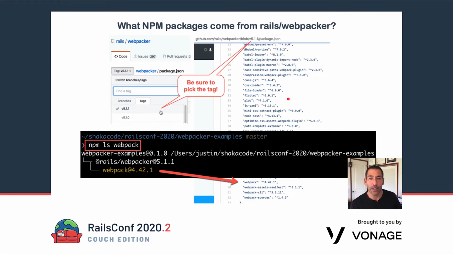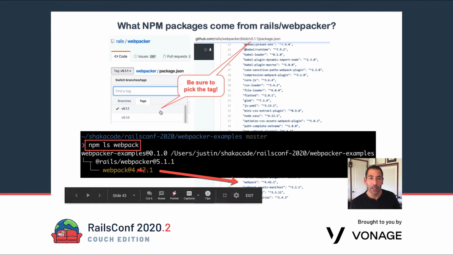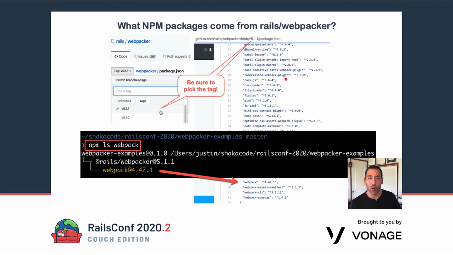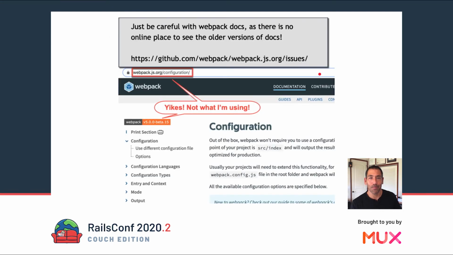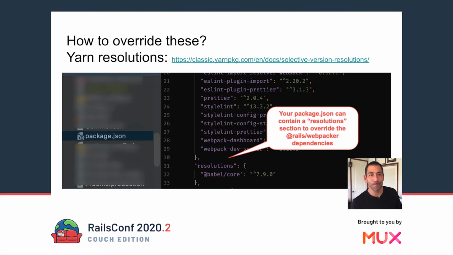So another thing that you might do is run npm ls webpack or any one of these other libraries and see which is the one included. So in our case, it's Webpack 4.42.1, which you can see at the bottom is 4.42.1 right there. So just by the way, here's another thing to watch out for. The Webpack docs, there's no place to see the older versions of the docs. By the way, I actually did find an issue about that. It's just something to be aware of. Webpack doesn't change that much from version to version, but just be careful there.